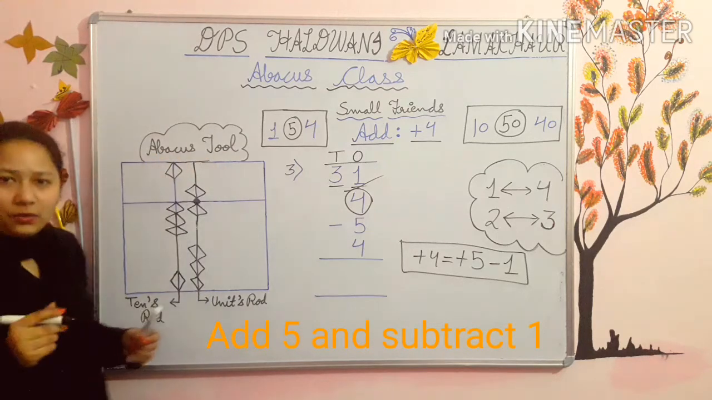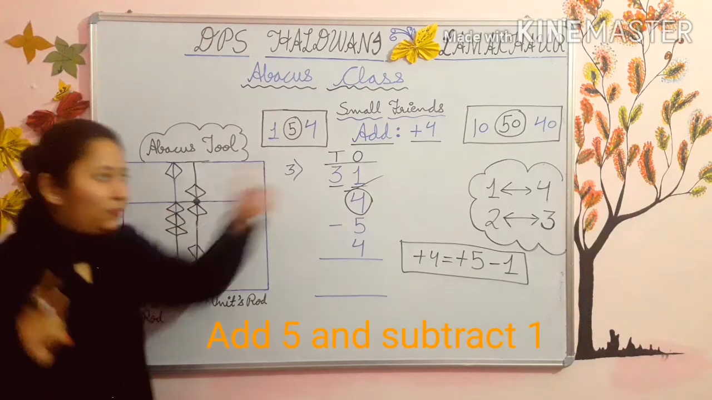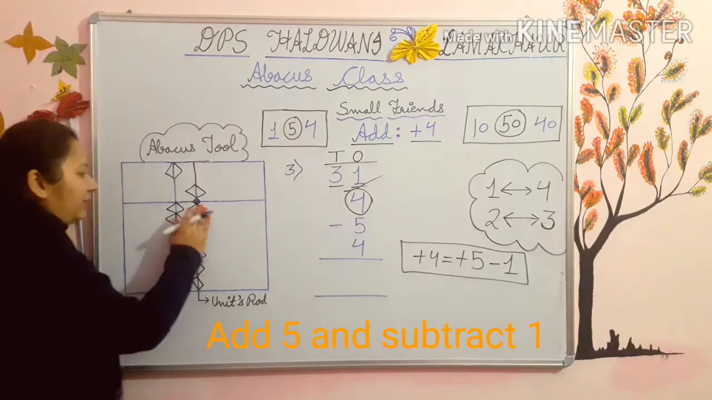Yes. Now subtract the friend. Now who is the friend of 4? The friend of 4 is 1. So subtract 1.